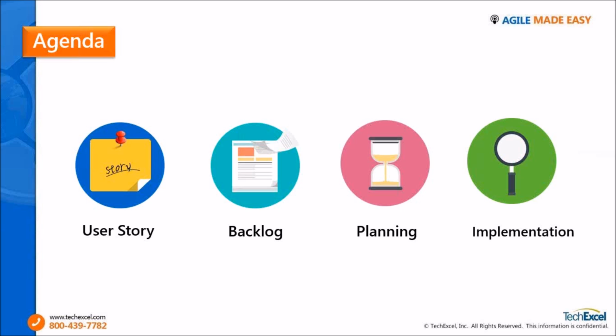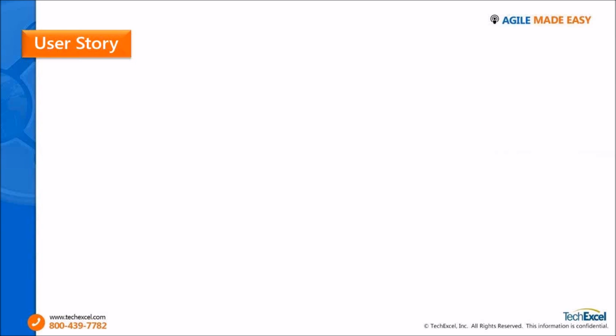So let's start with the user story. We'll go through the three main aspects of user story. One is how to define a crisp user story, what is a good user story, what is a bad user story, and then we'll see how to estimate a user story. And lastly, we'll also see some of the implementation methods of user stories and what the best practices are to use the user stories.